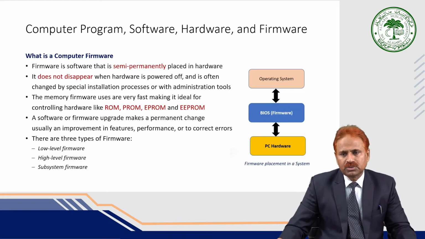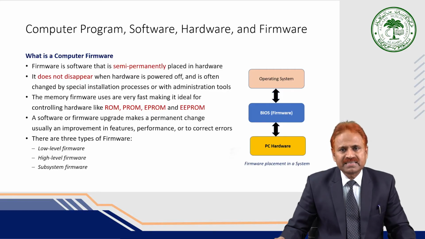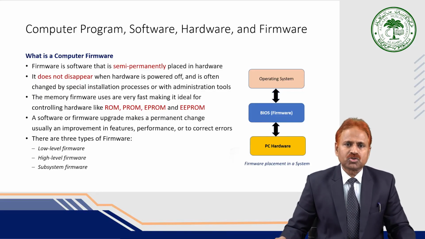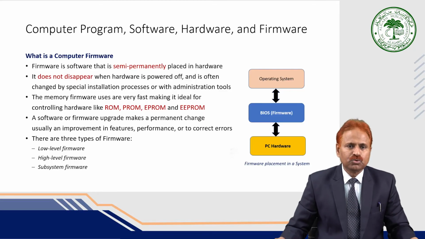After discussing the display unit, we will have a discussion on firmware. So firmware is software that is semi-permanently placed in hardware. It does not disappear when the hardware is powered off and is often changed by a special installation process or with administration tools. The memory firmware uses is very fast, making it ideal for controlling hardware like ROM, PROM, EPROM, and EEPROM. A software or firmware upgrade makes a permanent change, usually an improvement in features, performance, or to correct errors.